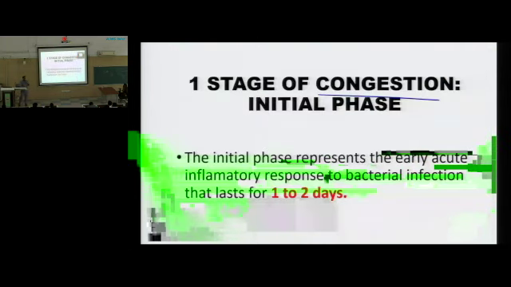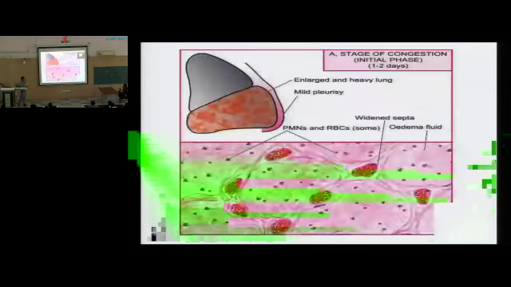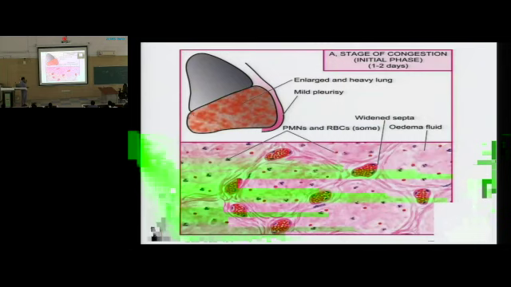So the first stage is the stage of congestion, what we call the initial phase. It lasts for 1 to 2 days. So what happens here? This is a gross picture of the lung, a diagrammatic representation. You can see an enlarged and heavy lung with mild pleurisy. You can see one lobe with complete involvement of the lobe with reddish discoloration.